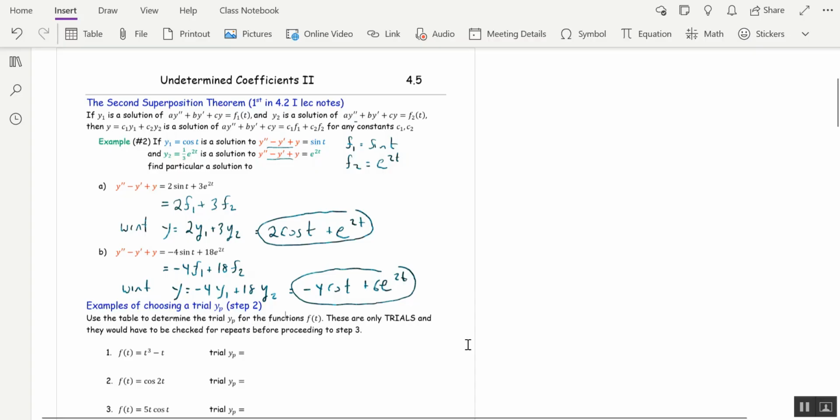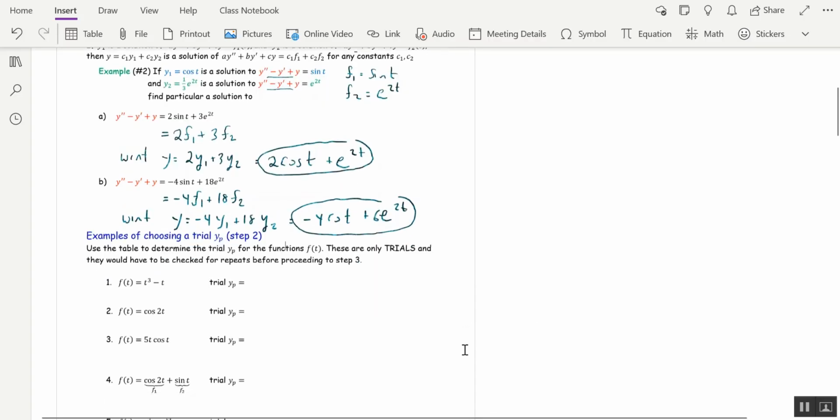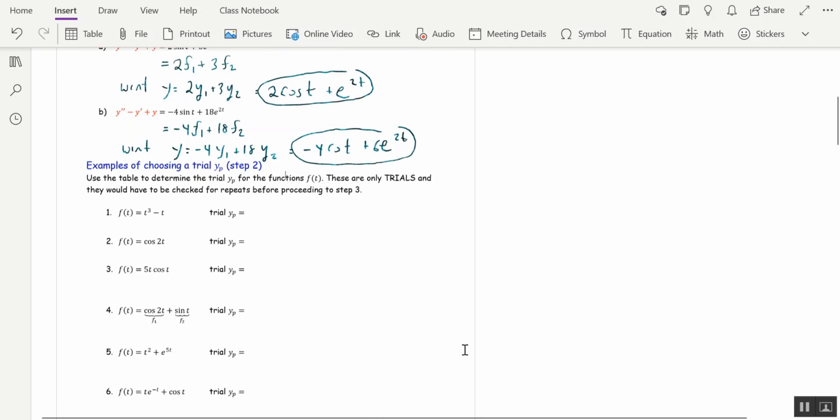Okay, now we're going to practice using our table a little bit more. And we're just going to be writing down trial yp's, and we're not going to be checking for repeats because we don't know what yc is. So this is just practice using the table. All right, the first one is a cubic polynomial. So our trial yp would be a generic cubic polynomial, at cubed plus bt squared plus ct plus d. Even though there are missing terms in f, we still need to account for all the terms in yp.